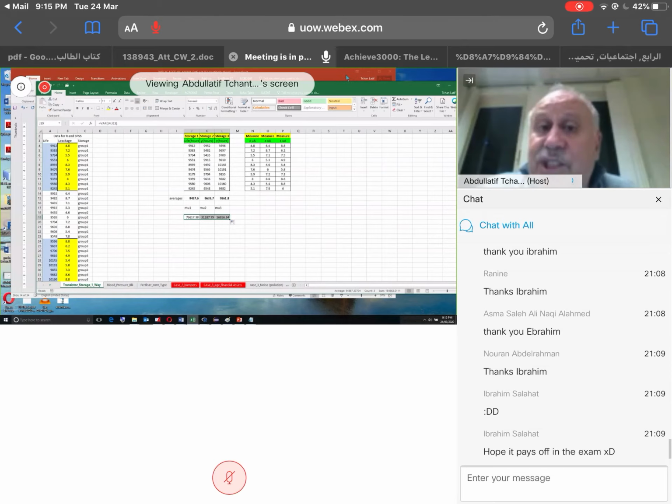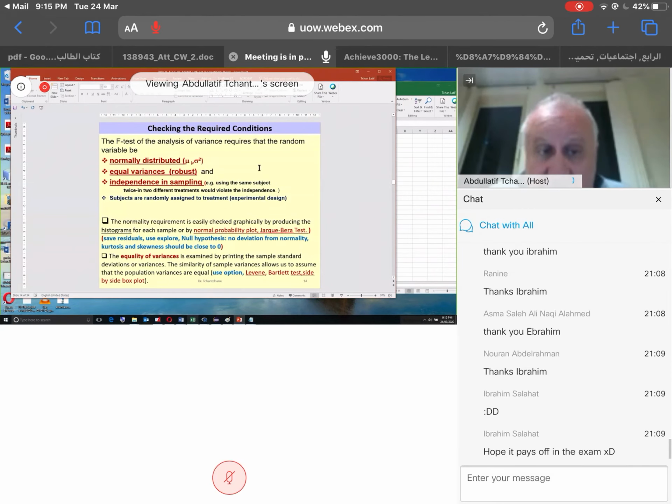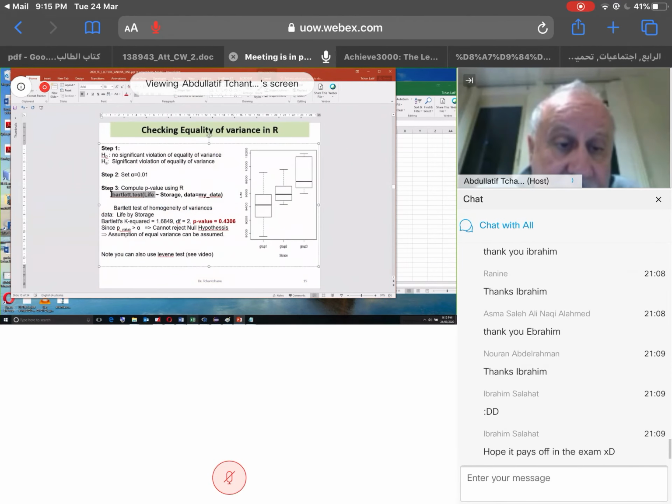So the first thing, let's go here. You put your hypothesis. Checking equality of variance. Here I'm using the Bartlett test, not Levene. It's okay. The most important thing is you put your hypothesis: no significant violation of equality of variance. What does it mean? That means you can assume it.